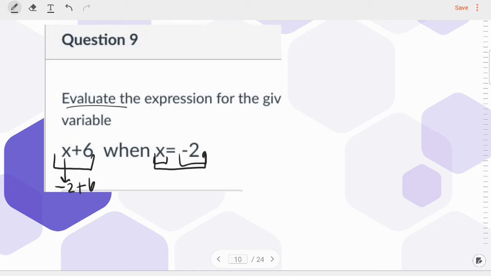6 is still 6. It doesn't have a new nickname. And I stop and I simplify. What is negative 2 plus 6? That is 4. And I'm done.